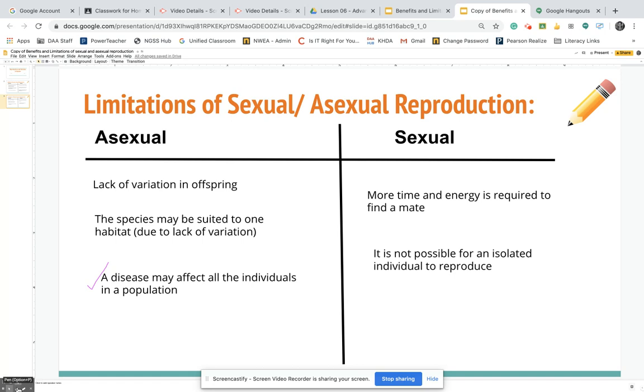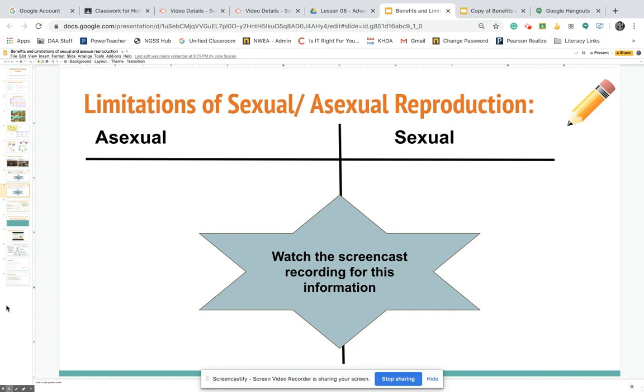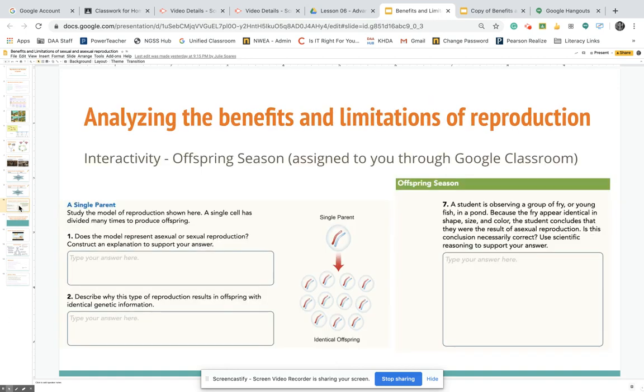All right, guys. So what you're going to do now after you copy these notes, you're going to go back into your Google slide and you're going to complete slide 10, which will take you into the Pearson textbook, analyzing the benefits and limitations of reproduction.